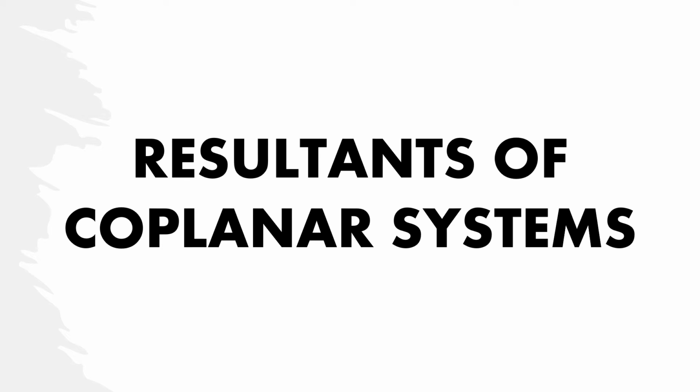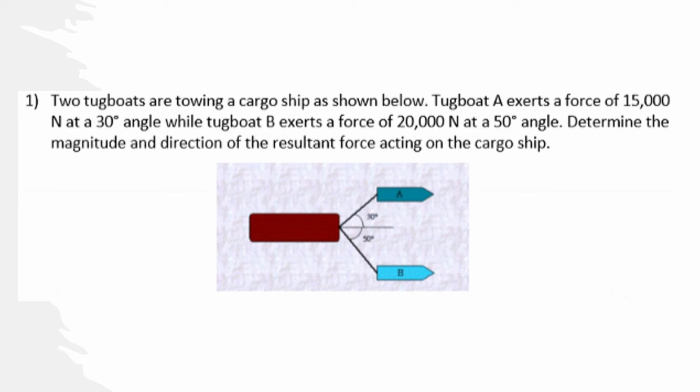So in this part, we are going to solve problems on resultants of coplanar force systems. So number 1, two tugboats are towing a cargo ship as shown below. Tugboat A exerts a force of 15,000 newtons at a 30-degree angle, while tugboat B exerts a force of 20,000 newtons at a 50-degree angle. Determine the magnitude and direction of the resultant force acting on the cargo ship. So we are given the diagram along with the problem.